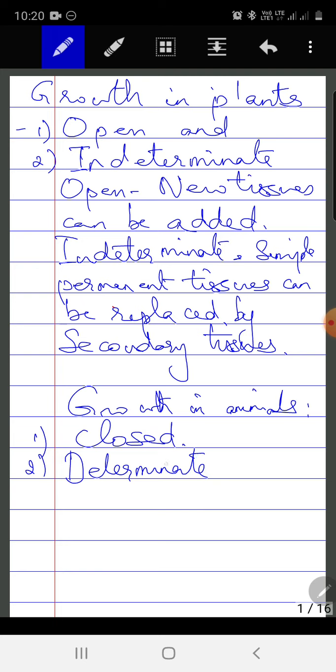Once the structure of liver is complete, the various regions of the liver would grow proportionately, right? But it would not happen that within liver some other organ or some foreign tissue might develop. Okay, right? So basically we say growth in animals is closed, and growth in animals second is it is determinate kind, right? Okay.